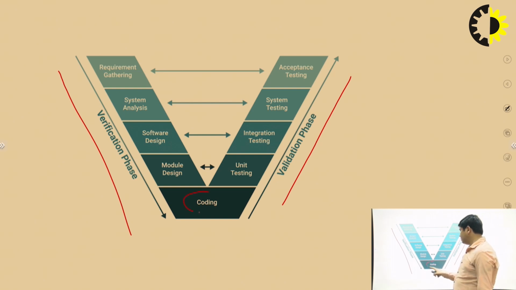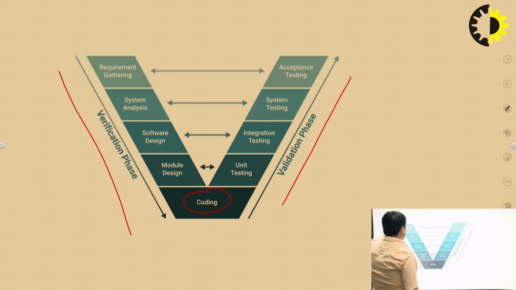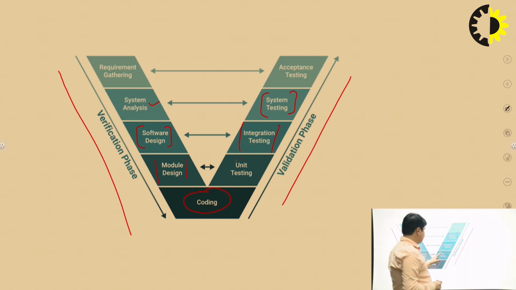This part is the coding part. You will see here, first we have done the requirement gathering. During the requirement gathering, we perform the acceptance testing. Then we have to do system analysis. At that time we perform the system testing. Then the next one is software design. We perform the integration testing. Then we do the module design. We perform the unit testing. Finally, we will integrate the entire system.